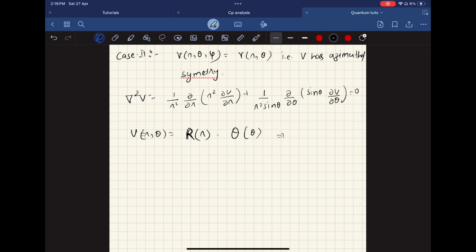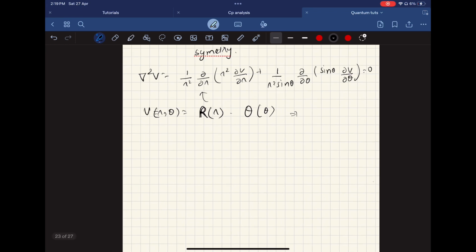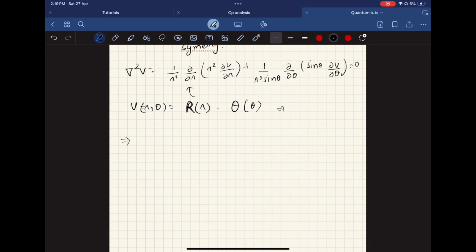So if we plug in this equation and do some manipulations, then we are going to get our solution, which is V(r, theta) equals the sum over L from 0 to infinity of A_L r to the power L plus B_L over r to the power L plus 1, into P_L(cos theta).